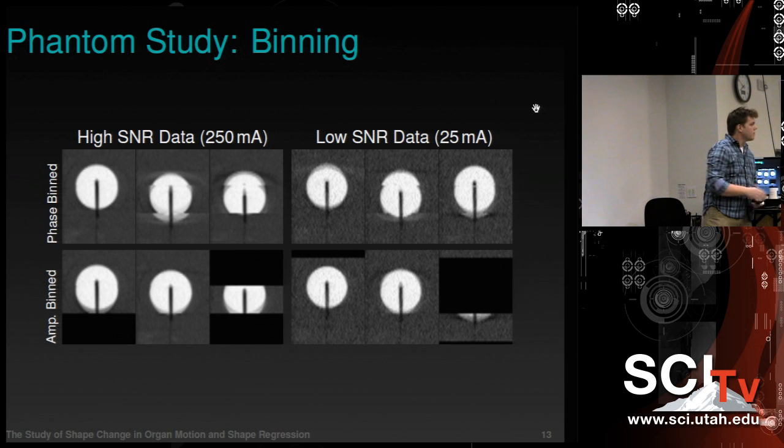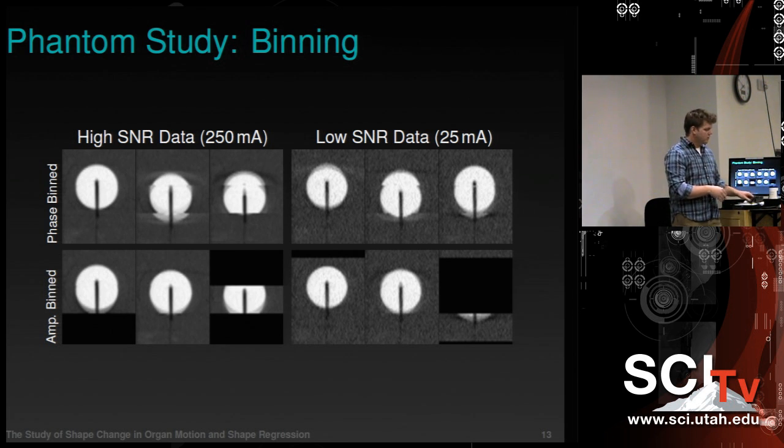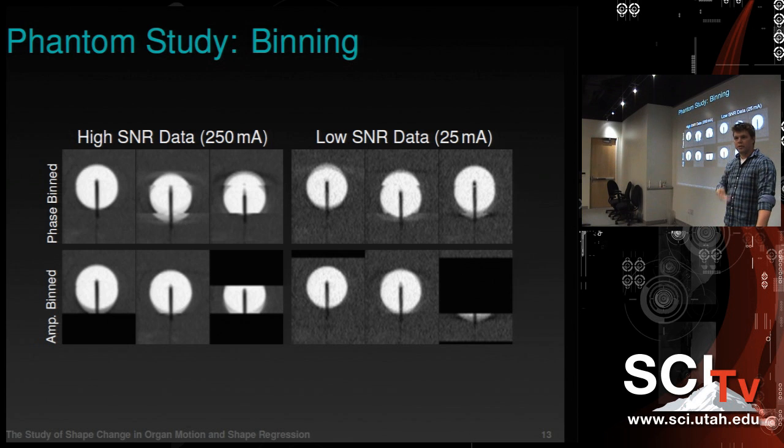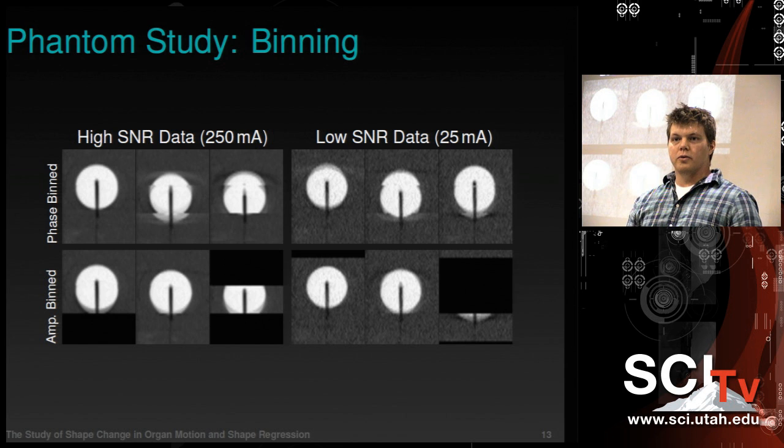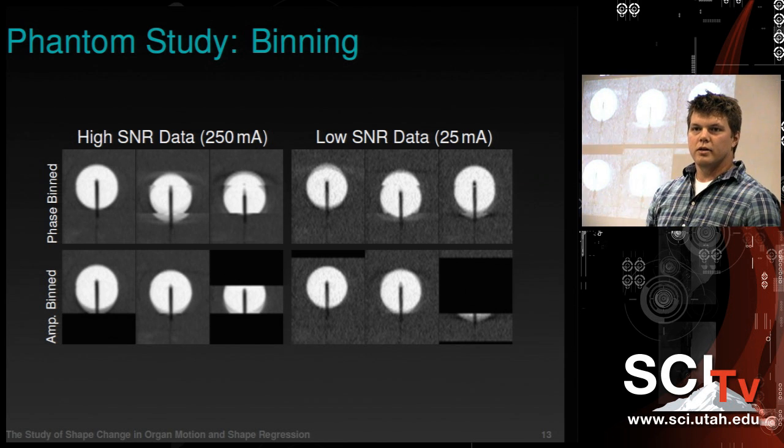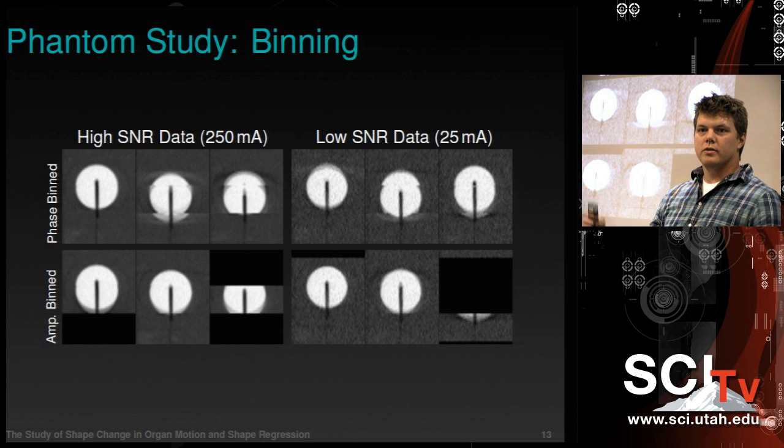So Jacob, why are the big chunks missing? So in amplitude binning, since the patient's breathing traces can be irregular, you might not have data at every amplitude and every slice. So in order to keep from comparing just the same slice over and over again for many different amplitudes, I'm showing it as black lines. But you could throw in the same slice that would correspond to a much different amplitude.